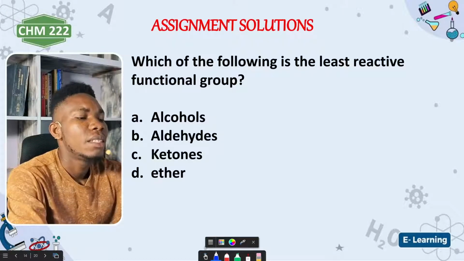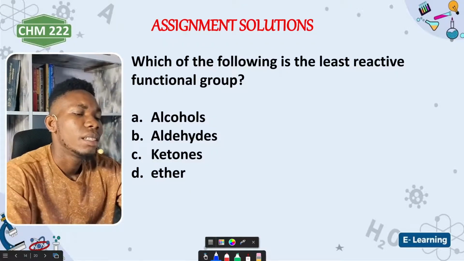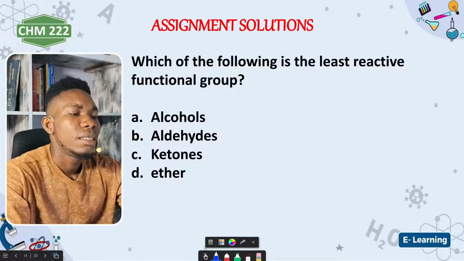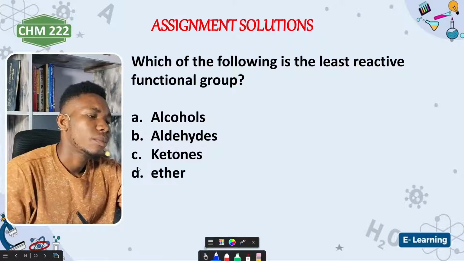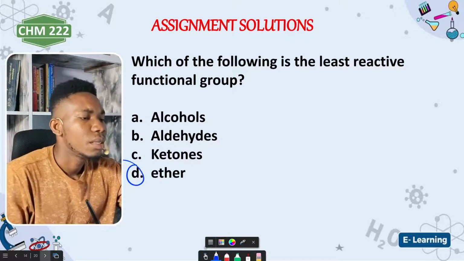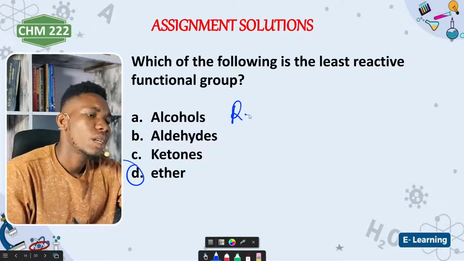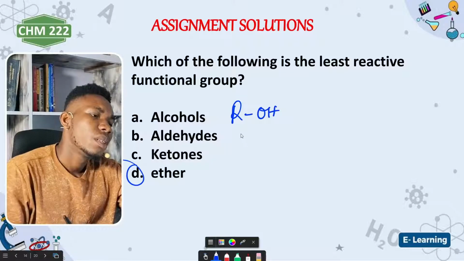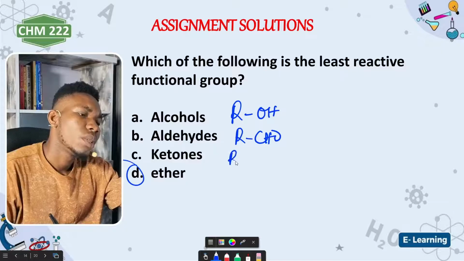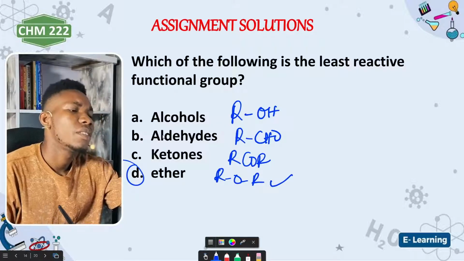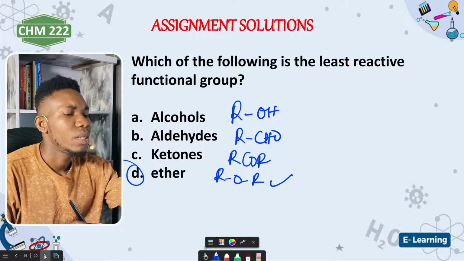Ethers are generally least reactive. Are you getting it? Ethers are generally less reactive. All right. So the correct answer to that question is ether, option D. They are generally less reactive. The alcohol functional group is ROH. The aldehyde functional group is RCHO. Ketone is RCOR. The ether is ROR. These ones are generally less reactive as compared to the rest.